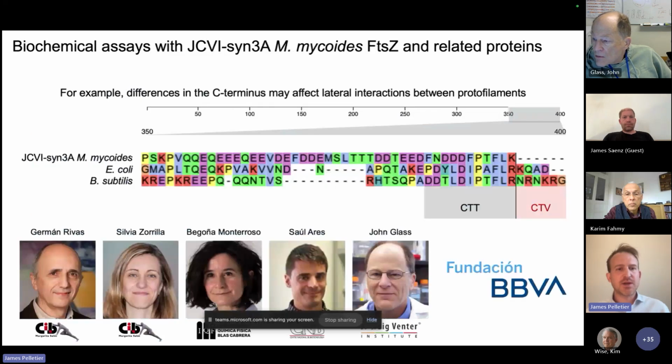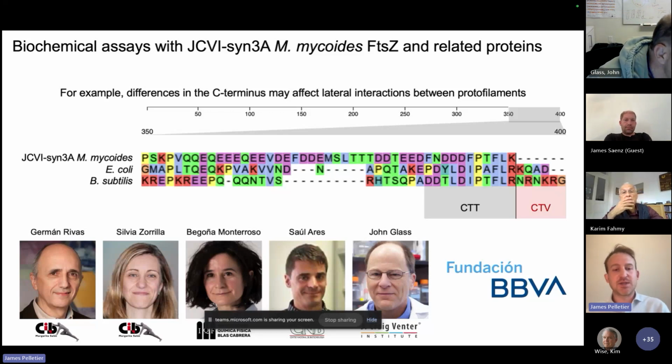So we've just started a collaboration between the groups of Germán Rivas, Silvia Zorrilla, and Begonia Monteroso at the Center for Biological Investigation in Madrid, as well as the Chemical Physics Institute in Madrid, as well as Saul Ares at the National Biotechnology Center and John Glass at the JCVI. And Germán, Silvia, and Begonia are world leaders in purification and biochemical reconstitution of bacterial division proteins such as FtsZ and proteins that interact with FtsZ.